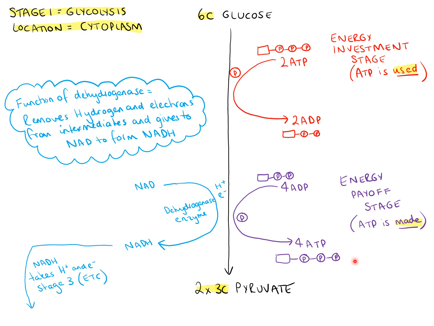The other thing that is happening in glycolysis is we have these enzymes called dehydrogenase enzymes. And what their function is, they remove hydrogen and electrons from these intermediates that we have in between glucose and pyruvate, and they give them to this coenzyme called NAD to form NADH. And what NADH is going to do is pass those hydrogens and electrons to stage 3, the electron transport chain, which we'll talk about a little bit later.